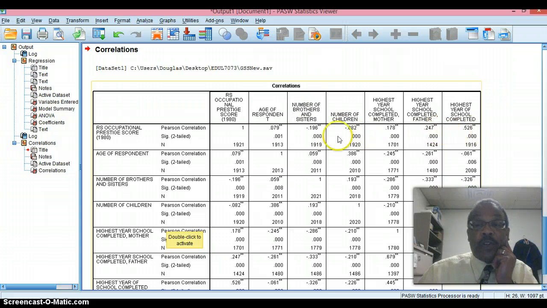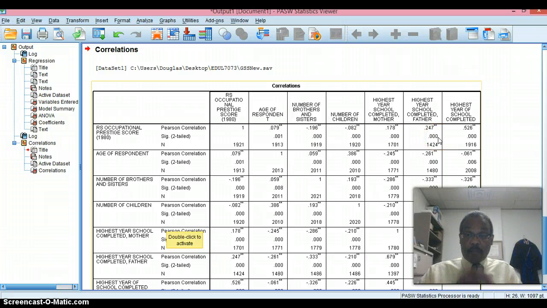Number of brothers and sisters is negative as well. And you could see what the correlation coefficients are, and you will also notice that even the ones that are close to 0, they are all significant. What that is telling us is that even age of respondent, although it is not very highly correlated, that correlation is significant.